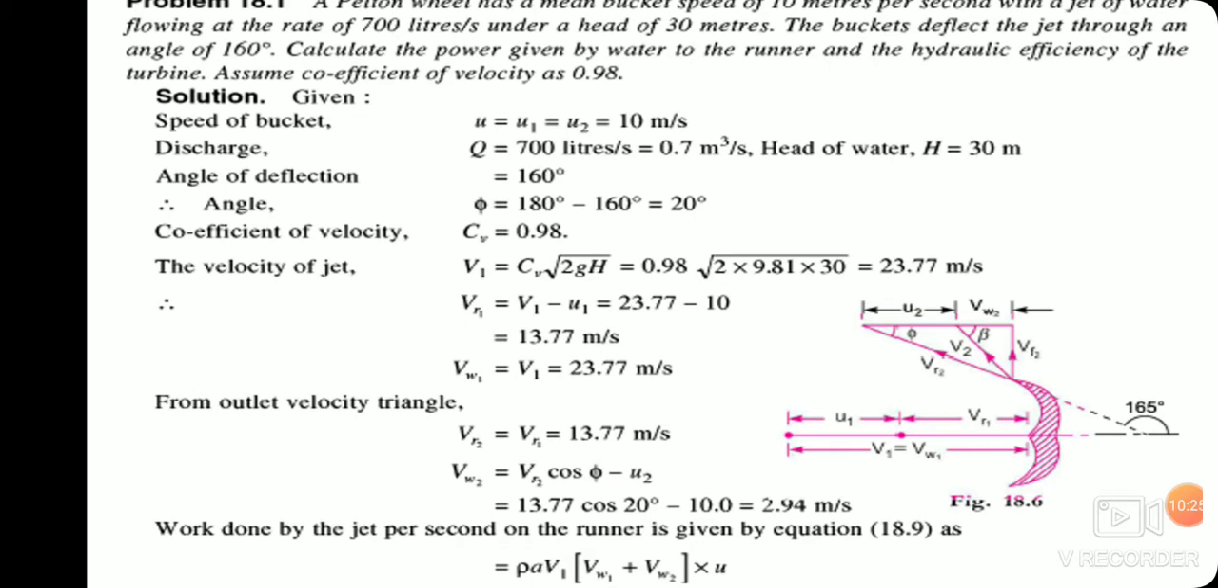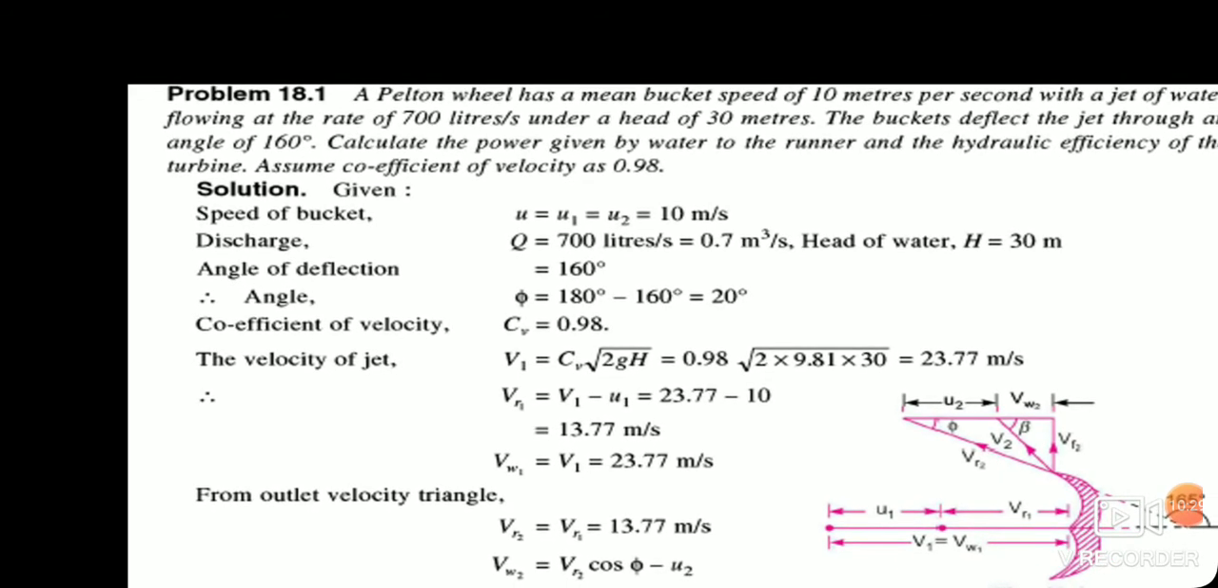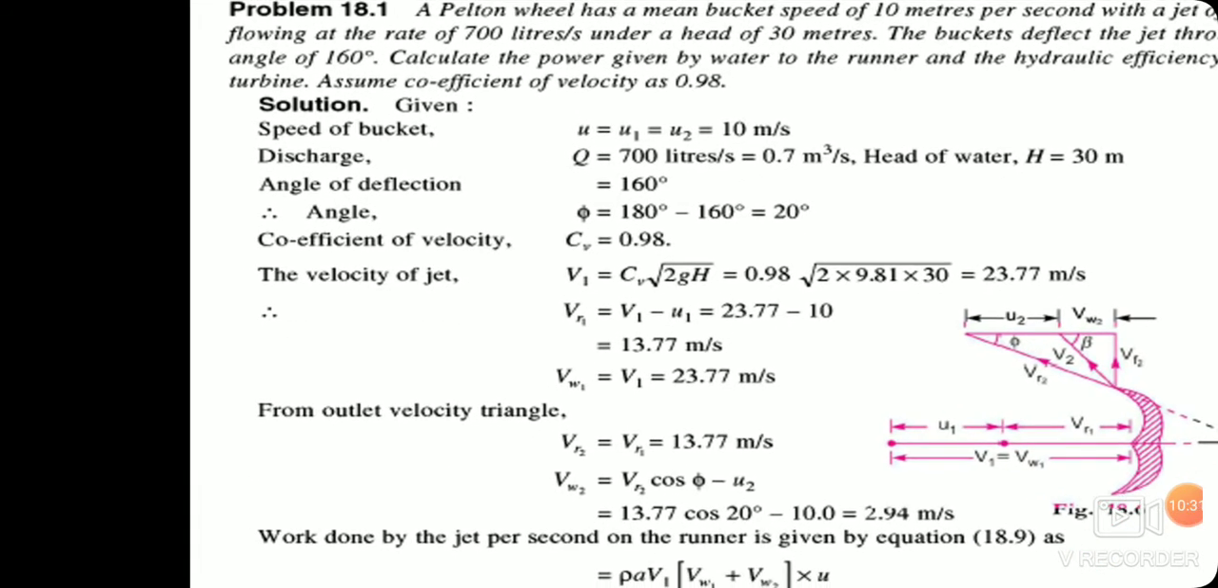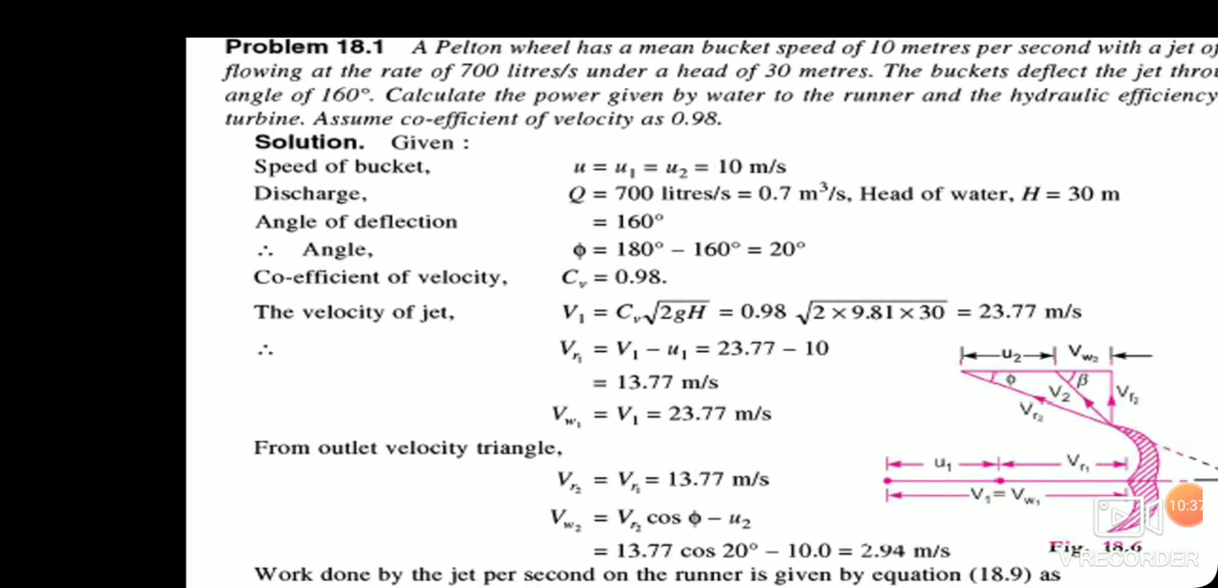Then for this, first we have to understand what is given. The Pelton bucket velocity is given, therefore the tangential velocity, that is the bucket velocity, U is equal to U1 is equal to U2 is equal to 10 meters per second.